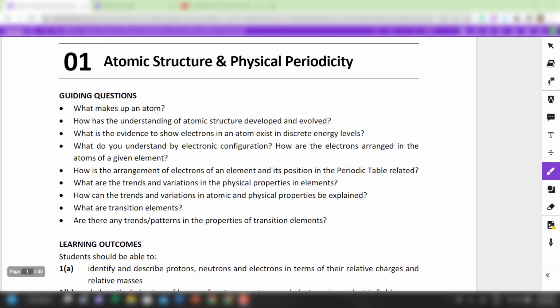Before I delve into the lecture proper, I just want to bring you through how the lecture notes are being organized. First of all, we have the topic number, so that's topic number 1. This is followed by the title, which is Atomic Structure and Physical Periodicity. You can use this as a guide to help you in revision because you have a total of about 23 topics which we will cover for the whole of the H2 chemistry curriculum.